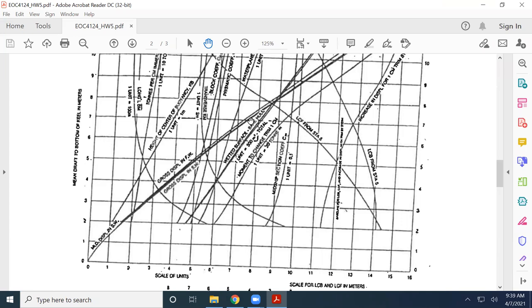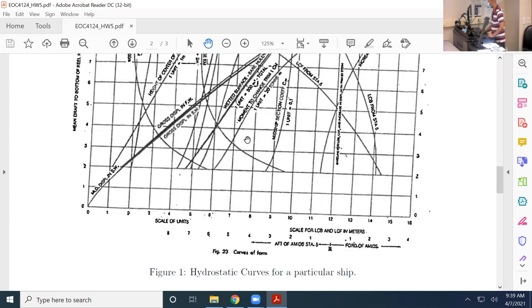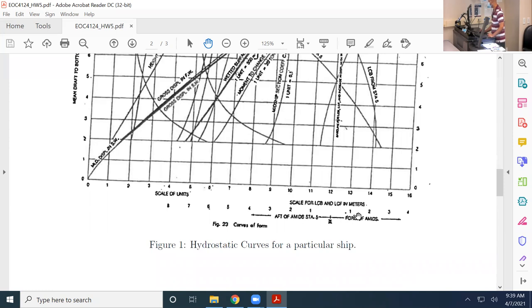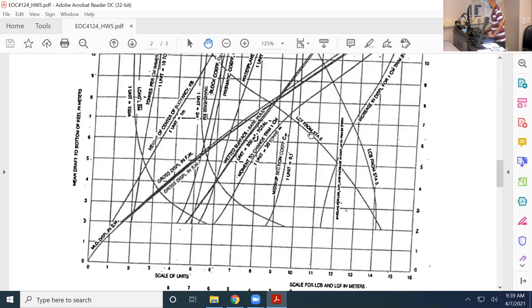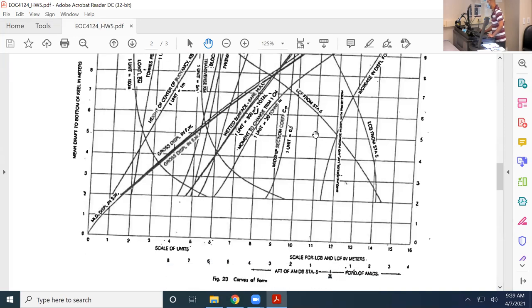So this LCB and LCF location. So let's see if we are looking at the LCB curve or the LCF curve, okay? So if we look at 6 meter draft, LCF would be this value, which is not 11 units. It's basically 1 meter aft of amidships. That's what this means.